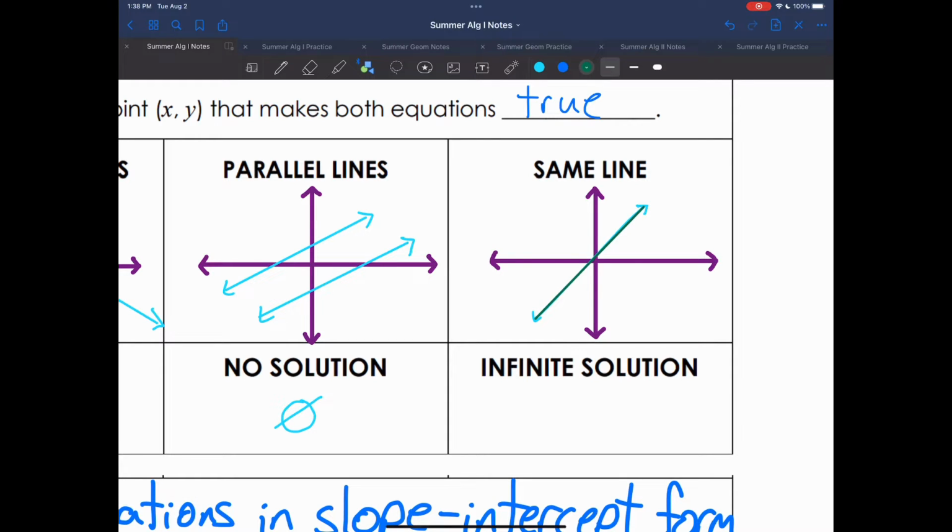That's where your other line is. It's like right on top of that one. Essentially, they are the exact same line, okay? So if you're dealing with the same line, we say infinite solutions because they literally intersect each other at every single point in both directions forever and ever.